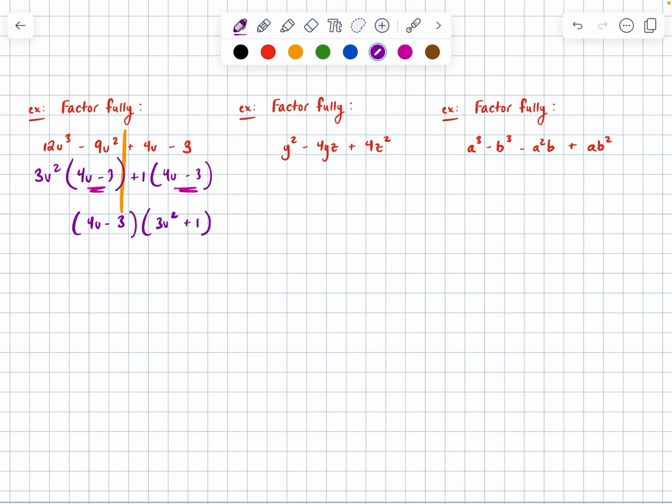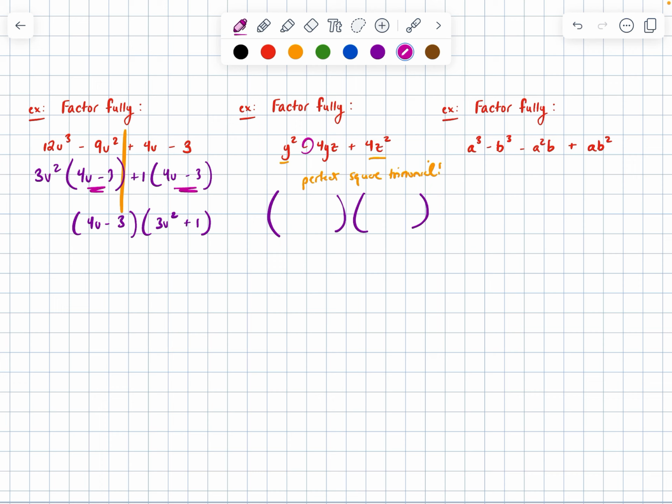Y squared minus 4yz plus 4z squared. Well, you'll notice that at both the front and the back, we have a perfect square. This guy is, in fact, a perfect square trinomial. Knowing my special pattern here, I know that this guy needs to be something times itself. It is a perfect square trinomial after all.